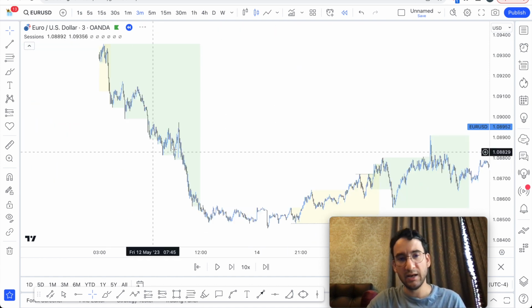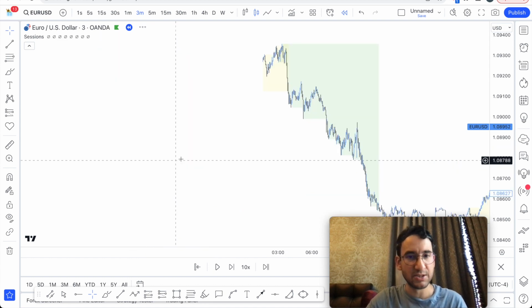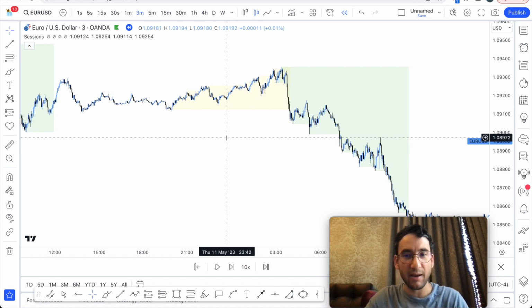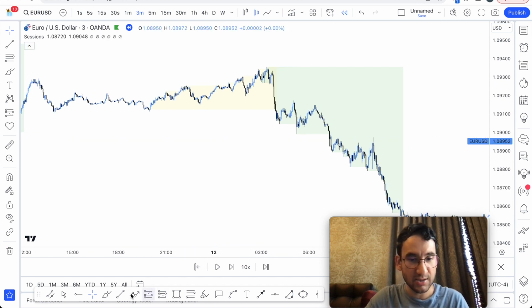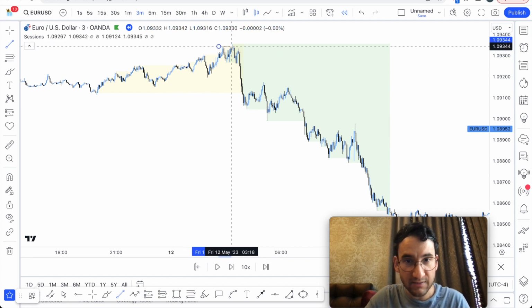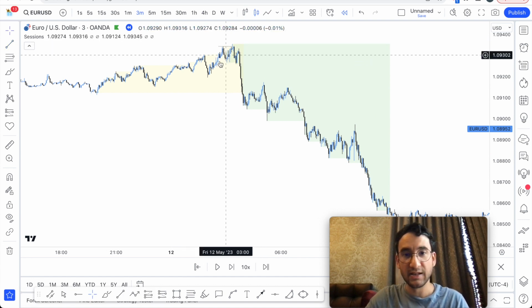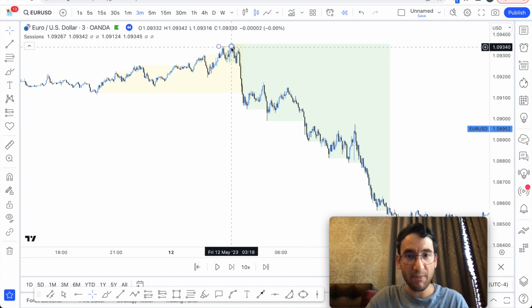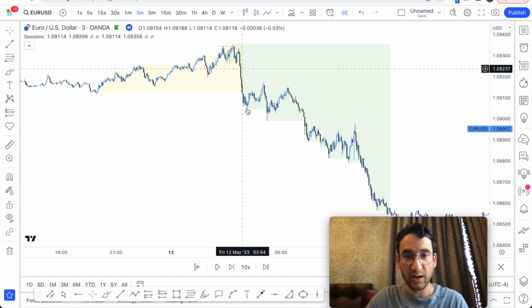Okay, let's look at some other examples. Right over here, you can quickly see off the bat, we have the Asia high swept again. There's the highest of the Asia high, because that is yellow. That's where the Asia high was. London opened and swept the high of the Asia high, and price went against it, right?